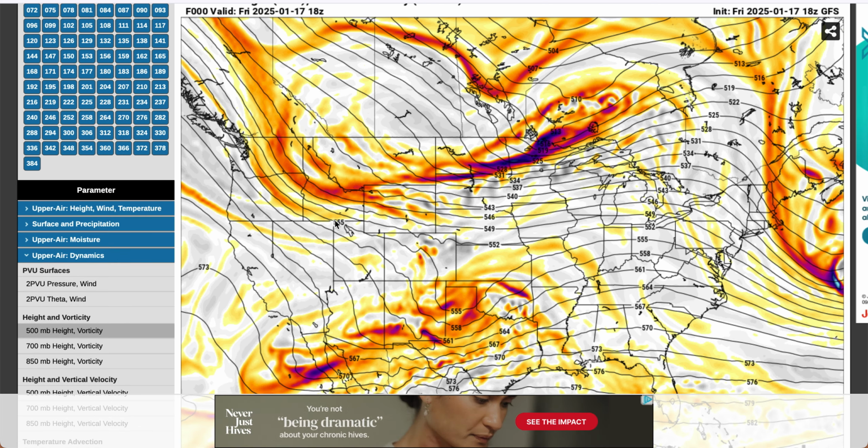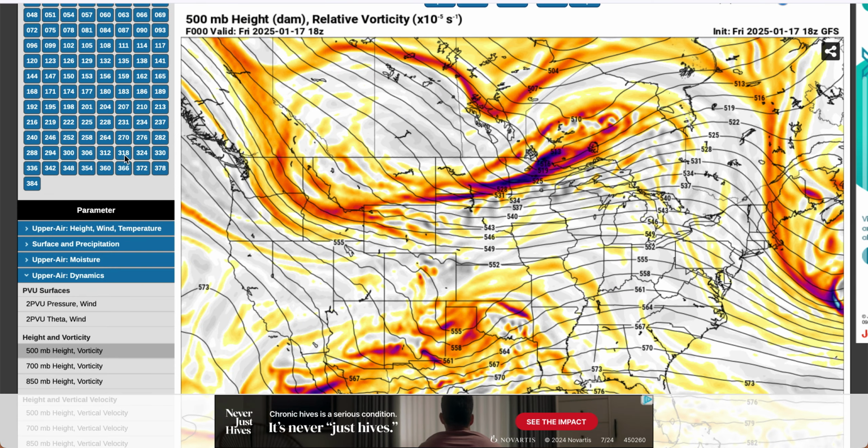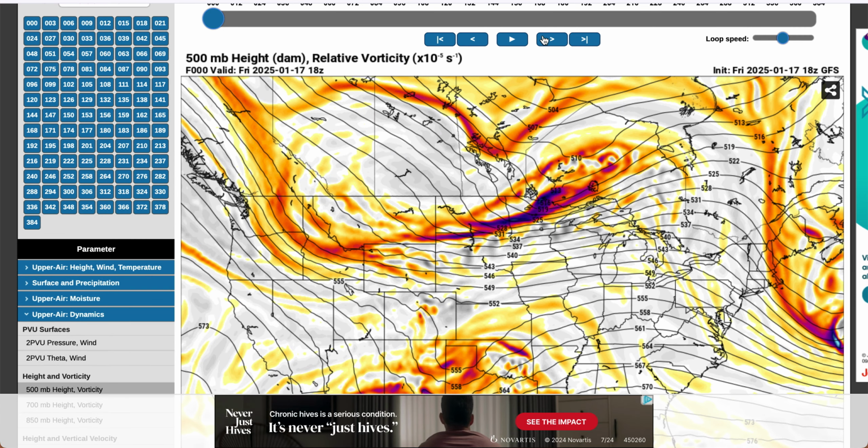Right now this piece of energy over here in the west is the energy that will become our storm. If we want to watch how this progresses from 1 p.m. Eastern today. If only this would work. Yeah, there we go. Alright, we are back in business.